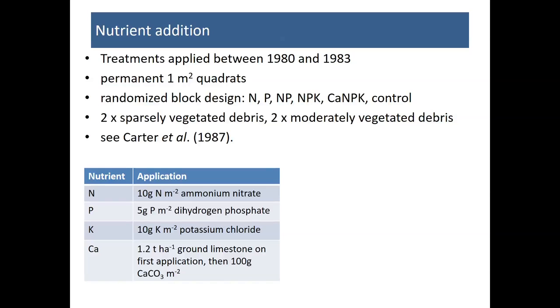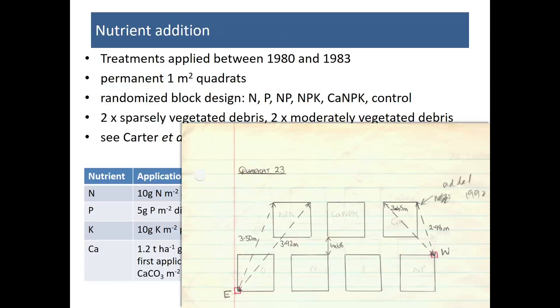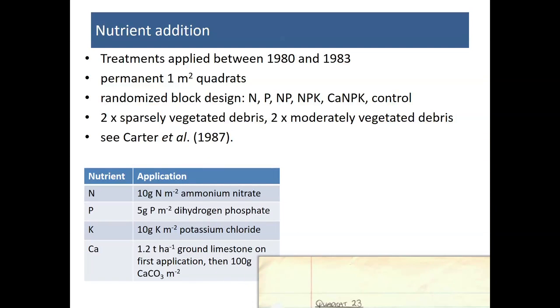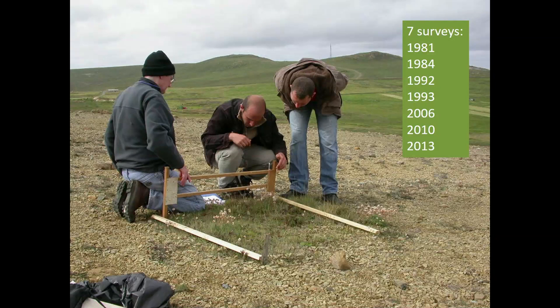So the experiment was to look at nutrient addition. The treatments were applied starting in 1980, and they were set up as a randomised block design. So we had the different nutrient combinations and a control that were permanently marked, and these were set up in four blocks. So we had two blocks on sparsely vegetated debris and two blocks on more moderately vegetated debris. So there's a little bit of plant growth there, which you can see in the next photo. So obviously this is our quadrat, but you can just about see that there's a bit of plant growth around here. So this is moderately colonized debris. The sparsely colonized debris has virtually no plant growth at all.